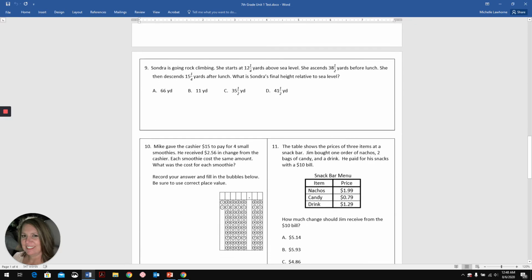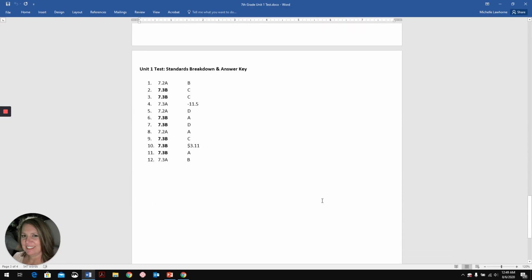And at the end of each test, of course, we're giving the correct answers, but we're also labeling it so you know which TEKS is being assessed by which question. And you can be confident that this unit test is very well aligned with what students are expected to know. And I will talk more about that in just a couple of minutes.